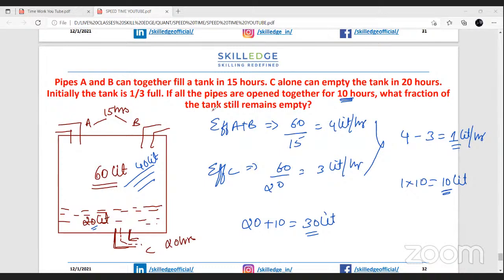Now it is asking what fraction of the tank still remains empty. तो 60 में से 30 भर दिया, तो बचा कितना है? 30 बचा हुआ है. तो जो बचा हुआ उसका फ्रैक्शन निकालना है. कितने में से? 60 में से. 60 में से 30 is remaining. So what fraction is remaining? 30 by 60 is remaining.